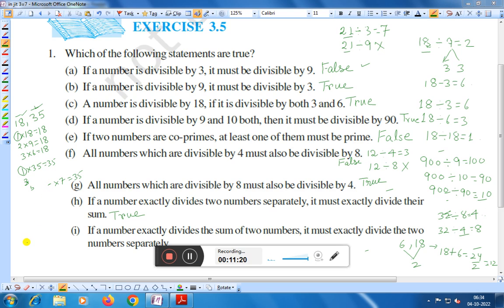Suppose we have taken the number 36. Now 36 is divisible by 2, that is 2 times 18 is 36, right? If we write 36 as the sum of two numbers, suppose 31 plus 5, now 31 is not divisible by 2 and 5 is also not divisible by 2. Therefore, the statement is not right, it is false.